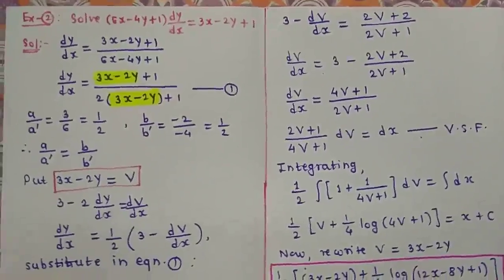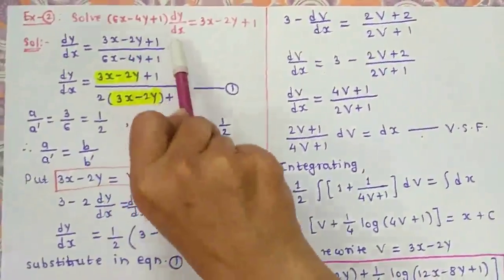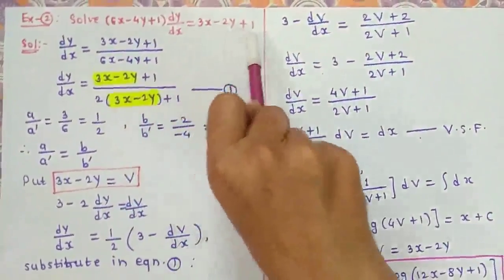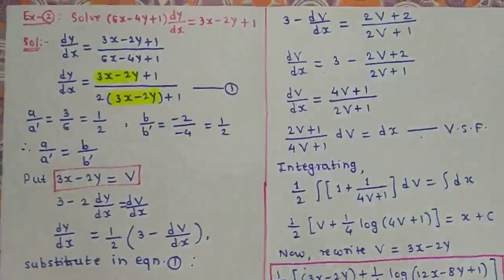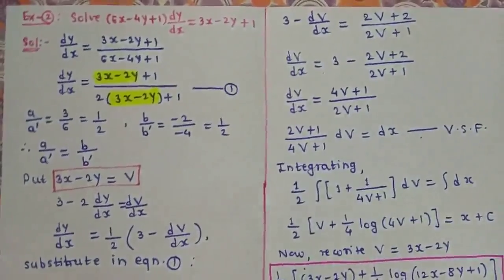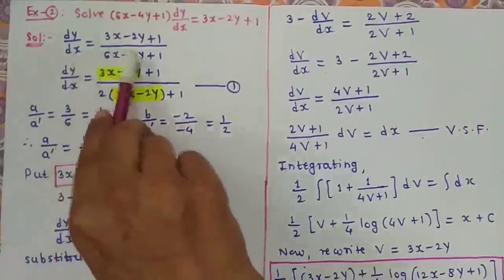Now see the next example. Solve (6x minus 4y plus 1) dy by dx equals 3x minus 2y plus 1. By observation, we identify its type. So this differential equation is a non-homogeneous differential equation, so it can be written in this form.